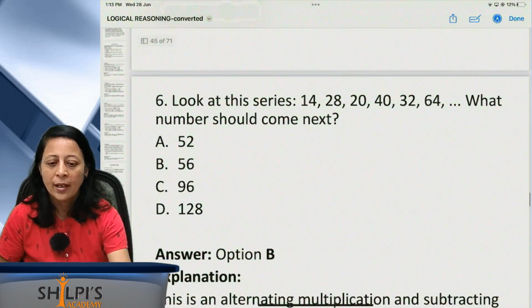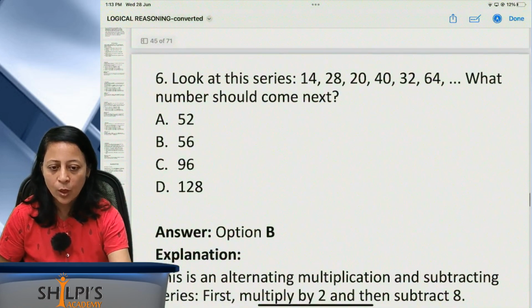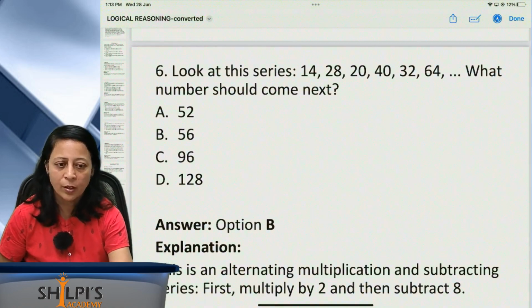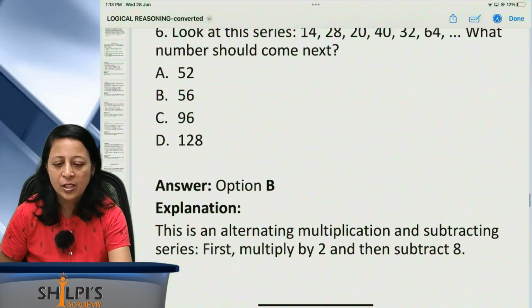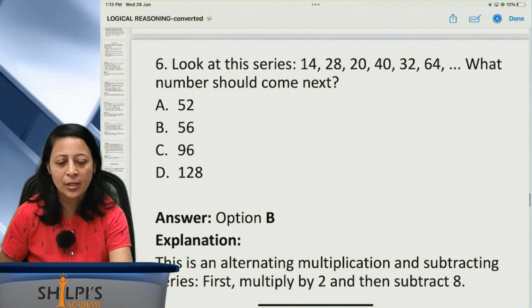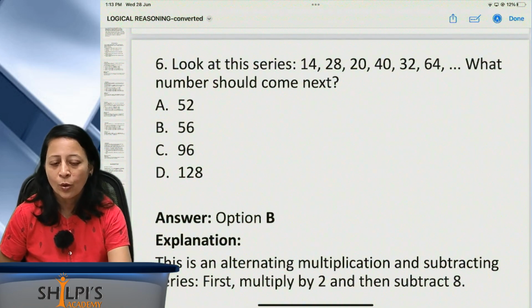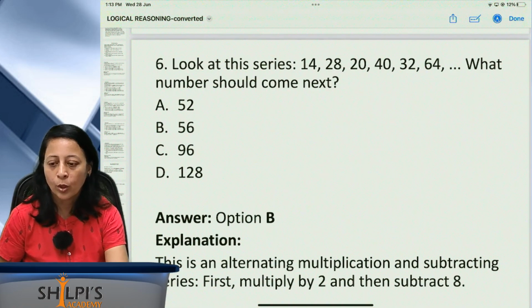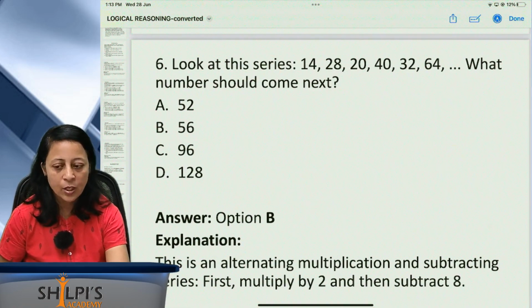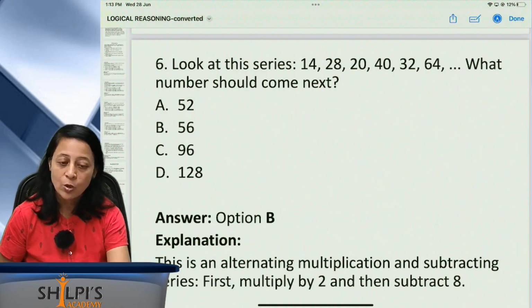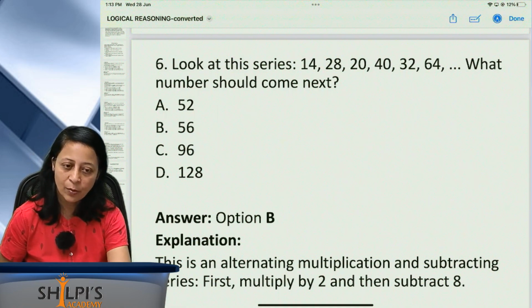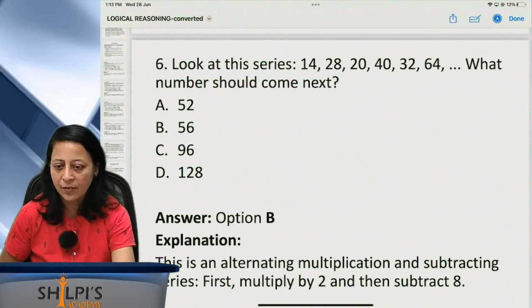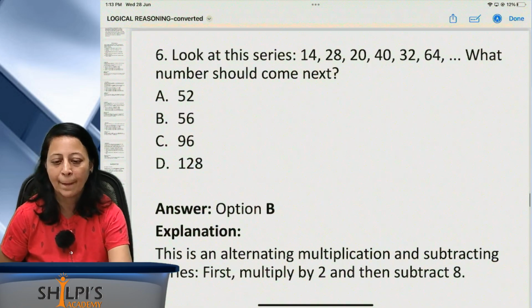Okay. Next is like 14, 28, 20, 40, 32, 64. What number should come next? So this is your alternating multiplication and subtracting series. First multiply by 2, then subtract 8. So 14 into 2, 28. Next is 28 minus 8, 20. 20 into 2, 40. 40 minus 8, 32. 32 into 2, 64. 64 minus 8 should be the answer, which is going to be 56. Okay.